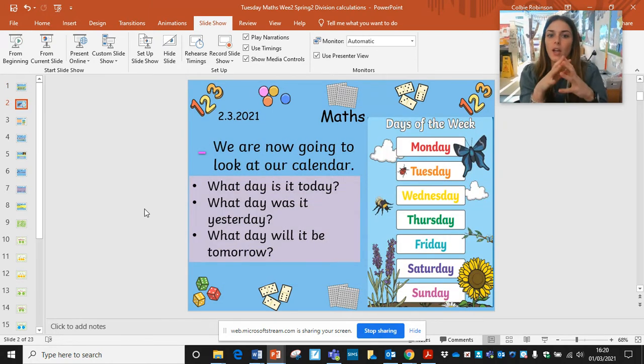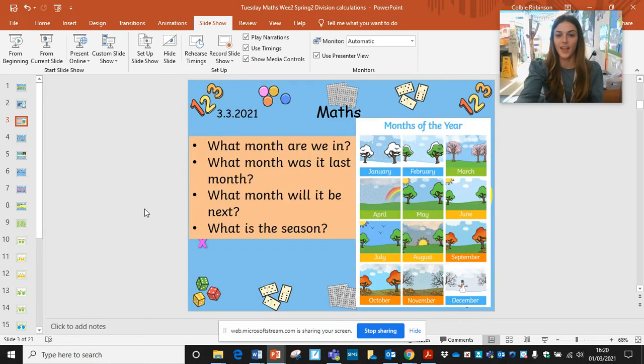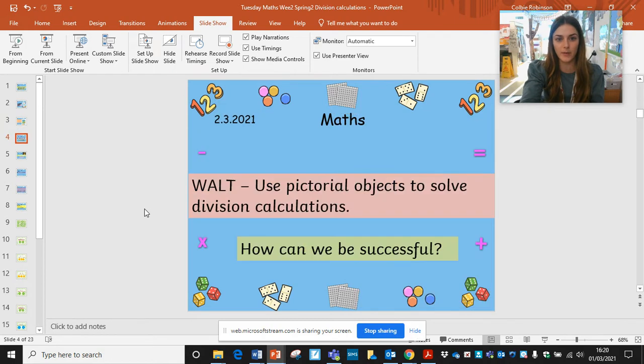Okay, so now can you look at your calendar and follow the process as always. Remember to pause and have time to do these activities, whether you want to share with someone, write it down, whatever works best for you. Months of the year as well, and remember that key question about what the season is. That's a new one that we've added.